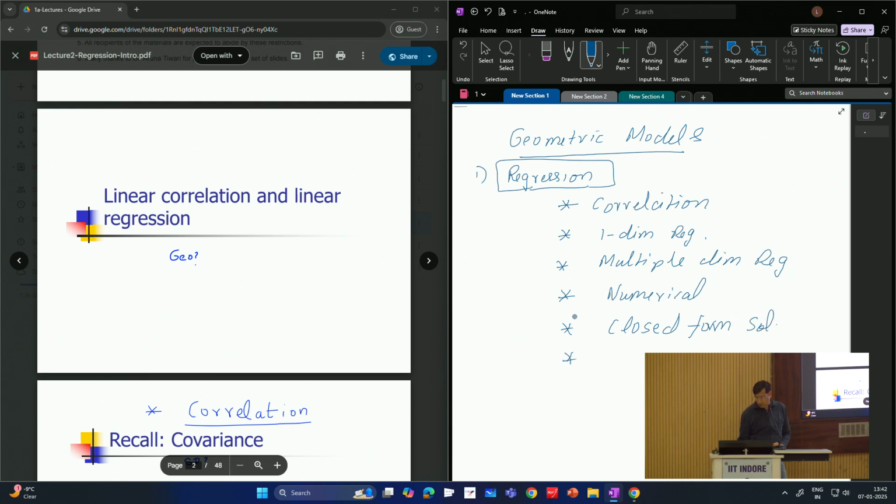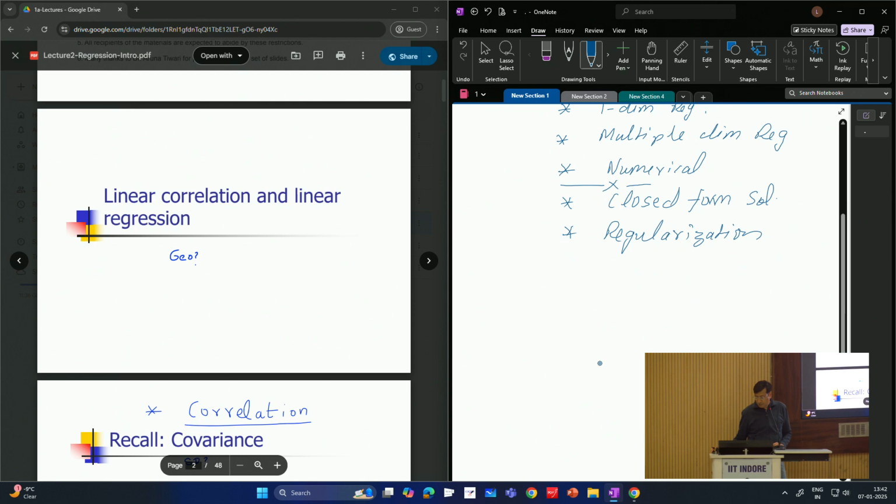And then what we'll have, so these are the two solutions of a regression problem. And then there is something which is very important, which is regularization. So hopefully we'll see how far we go today, but this is the plan for the lecture today. Okay, so let's go here.